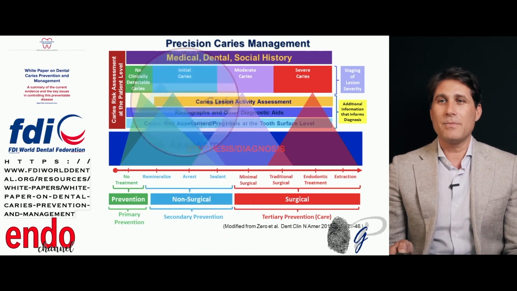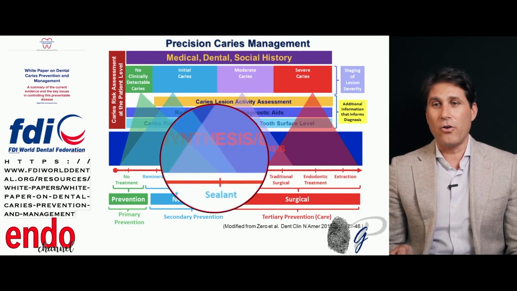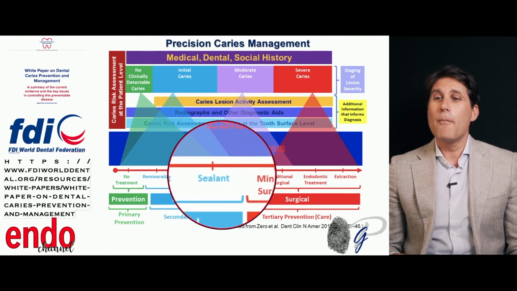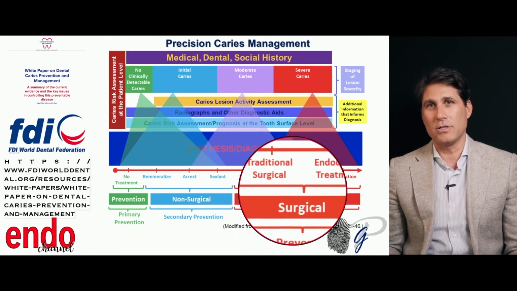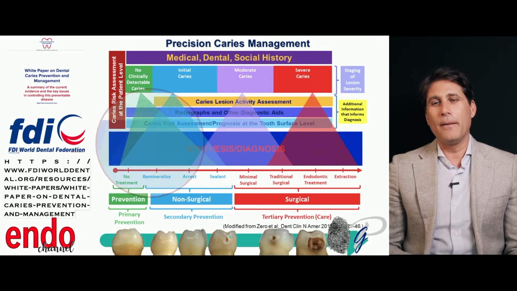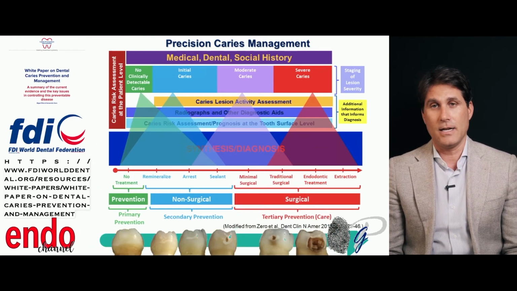But when the caries becomes moderate, the range of activities that we can perform starts from non-surgical to arrest the caries, but then goes to minimal surgical or generally to surgical procedures, to mechanically remove the carious lesion. So it proceeds through all these stages of the carious lesion.